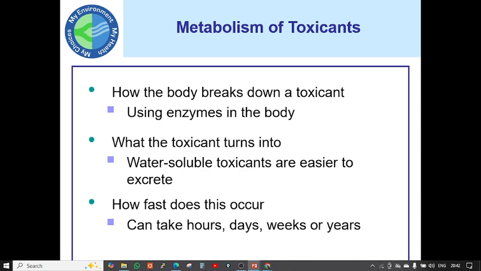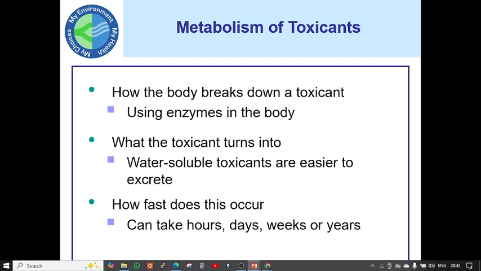So what does the toxicant turn into? Mostly water soluble toxicants are easier to excrete, because water dilutes things. If you drink more and more water, most of the toxic substance can be diluted and excreted through your kidney as urine. So drinking water is best for dilution of toxic substances, and they can be easily removed from the body.